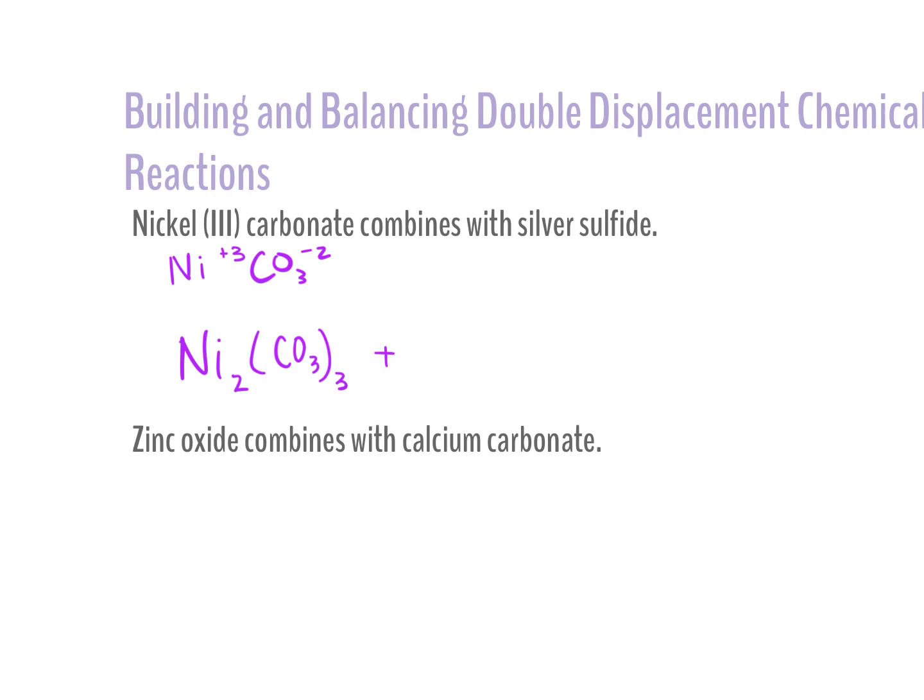My next reactant is silver sulfide. So silver, do you know what silver's chemical symbol is? Ag. It's number 47. It has a +1 charge. And sulfide, remember, is just sulfur by itself with the charge. It's not in the box. So sulfide is S 2-. And so it becomes what? Ag2S. Very good.